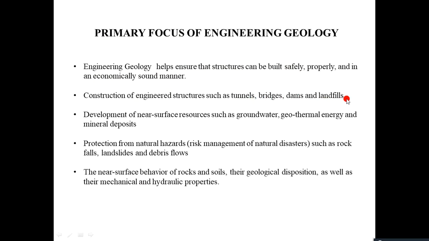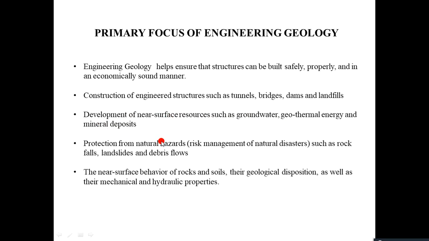Okay. So the construction can be of various engineering structures. We have already discussed tunnels, bridges, dams, etc. Development of near surface resources: groundwater, geothermal energy, mineral deposits, all these. When we explore these energy sources, during that time also we go on to build engineering structures. In that way also engineering geology is required. So we need it to develop the near surface resources.